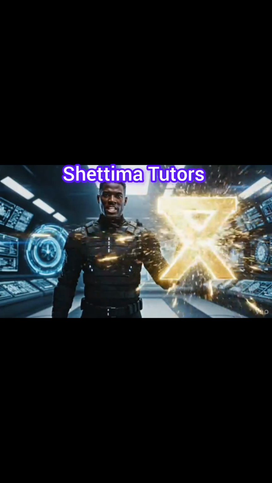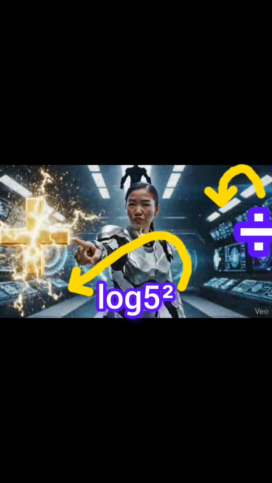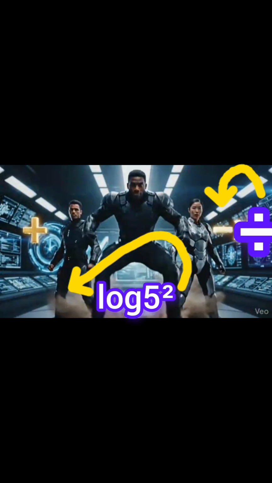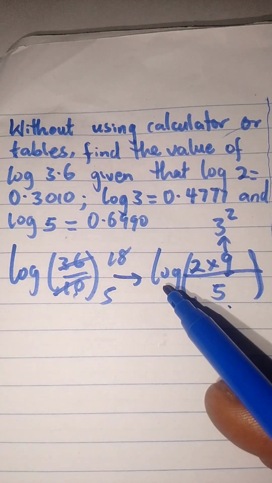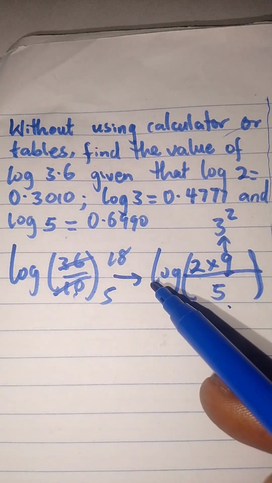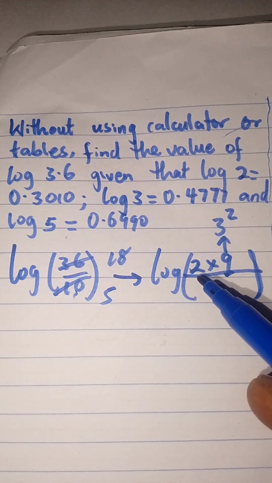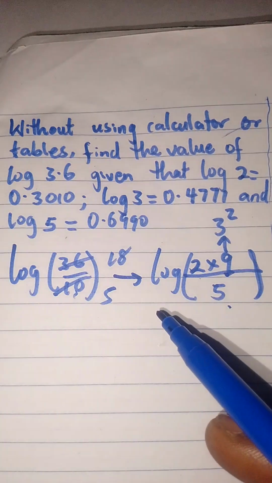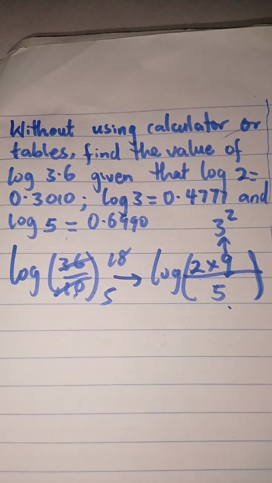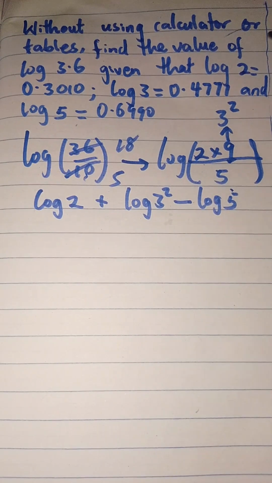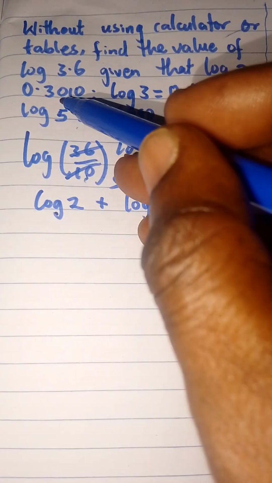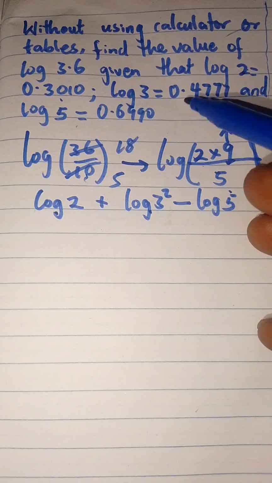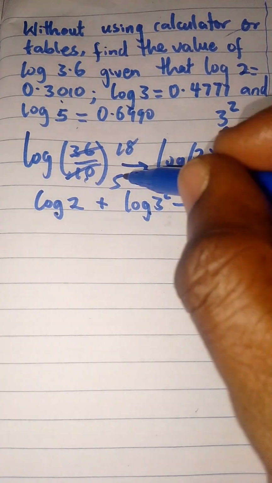Product rule, multiplication becomes addition. Quotient rule, division becomes minus. Power rule, exponent drops behind. So log 2 times 3 squared is equal to log 2 plus log 3 squared minus log 5. Where you say log 2, you put this. Where you say log 3, you put this. But this is 3 squared, so it becomes 2 log 3.